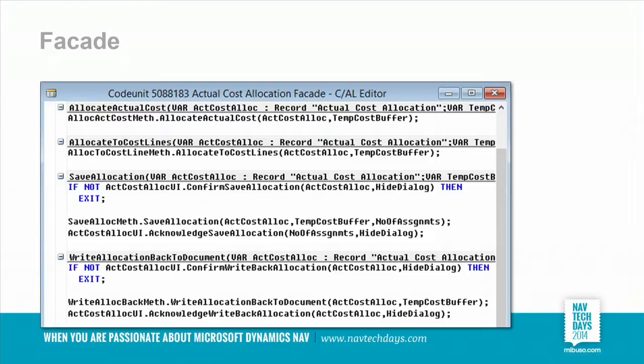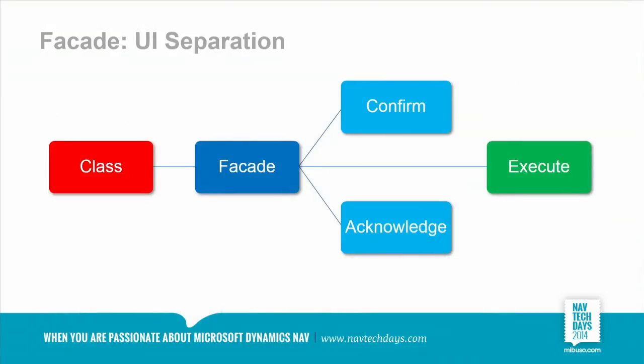So what that does is call a confirm before the method and an acknowledge after the method, with the method in between. So it wraps the UI. That's what you normally do. You have a confirm in front and an acknowledge after. And the whole architecture is like this: you call the class, which calls the facade, which calls a codeunit that wraps the UI and then executes, so that you never have the UI in the same codeunit as the execution.